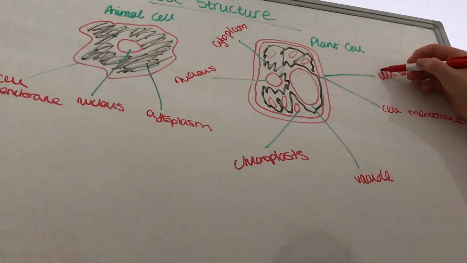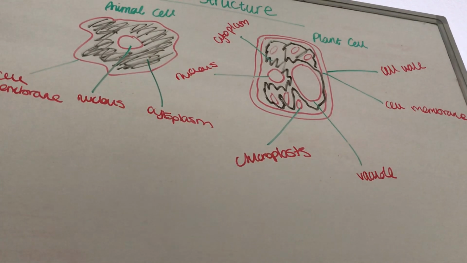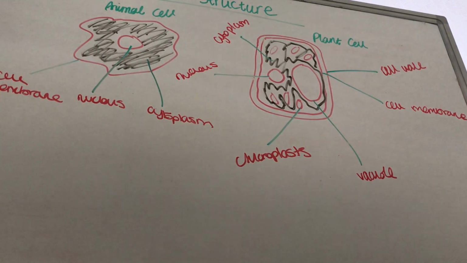So, let's just see, sorry. The cell wall is made of cellulose, and it gives plant cells their shape, it gives them protection, and it prevents them from bursting. So that's a really important part of the plant cells for keeping its shape and protecting it, and also preventing them from bursting.